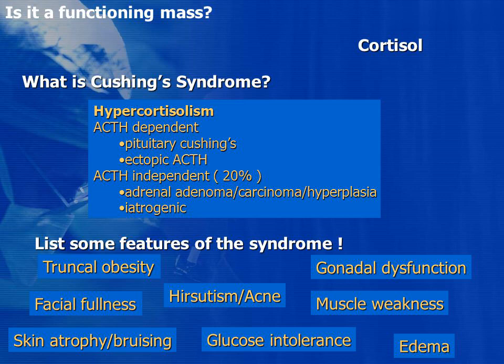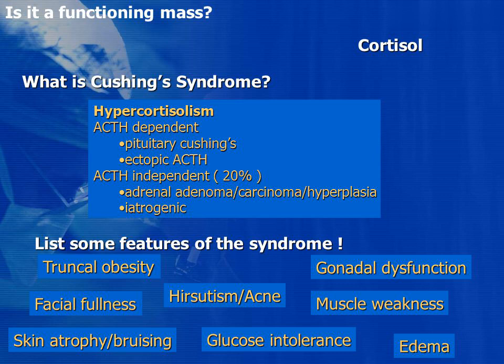Is it a functioning mass? Cortisol. What is Cushing's syndrome? Hypercortisolism. ACTH-dependent: pituitary Cushing's, ectopic ACTH. ACTH-independent, 20%: adrenal adenoma, carcinoma, hyperplasia. Iatrogenic. List some features of the syndrome.